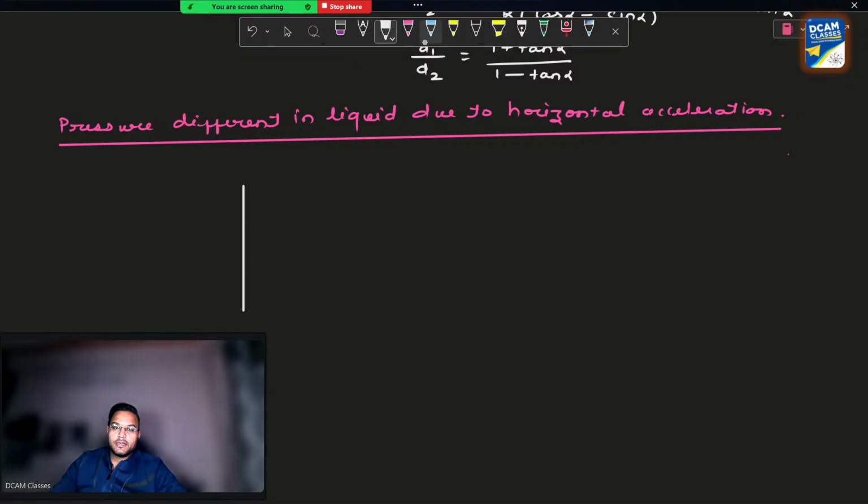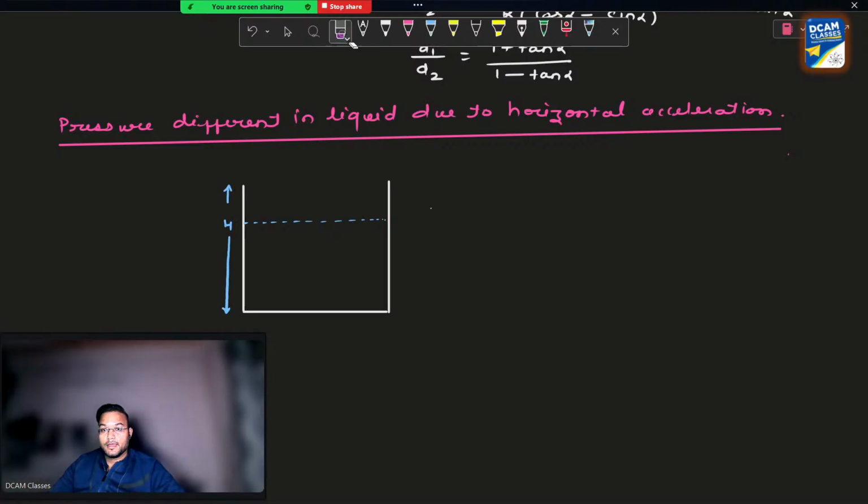This is our container. Now what happened? We have filled it to this height. I can just show it. The left has the top, this has height H. Let me show it like this. Initially, it was like this, liquid.